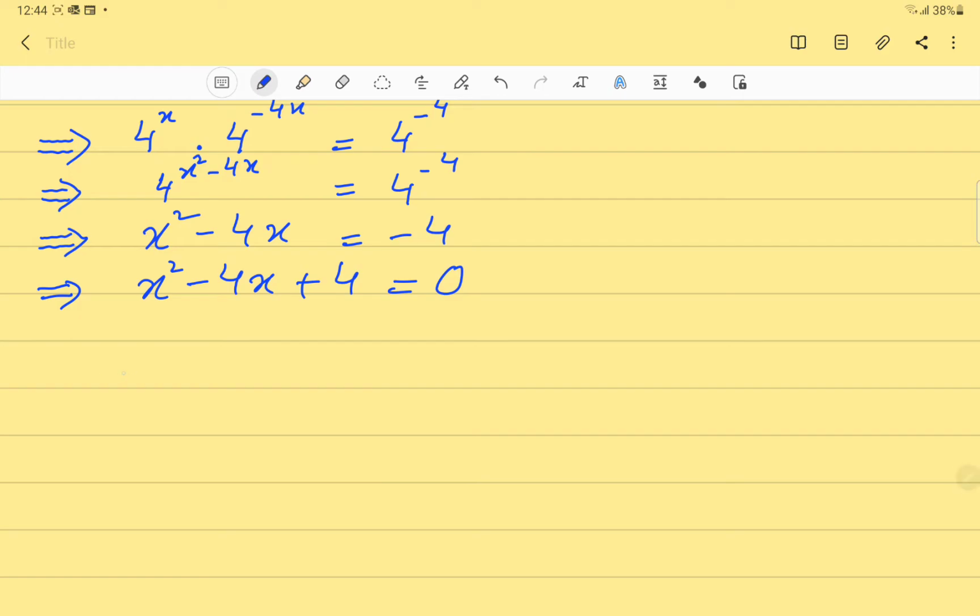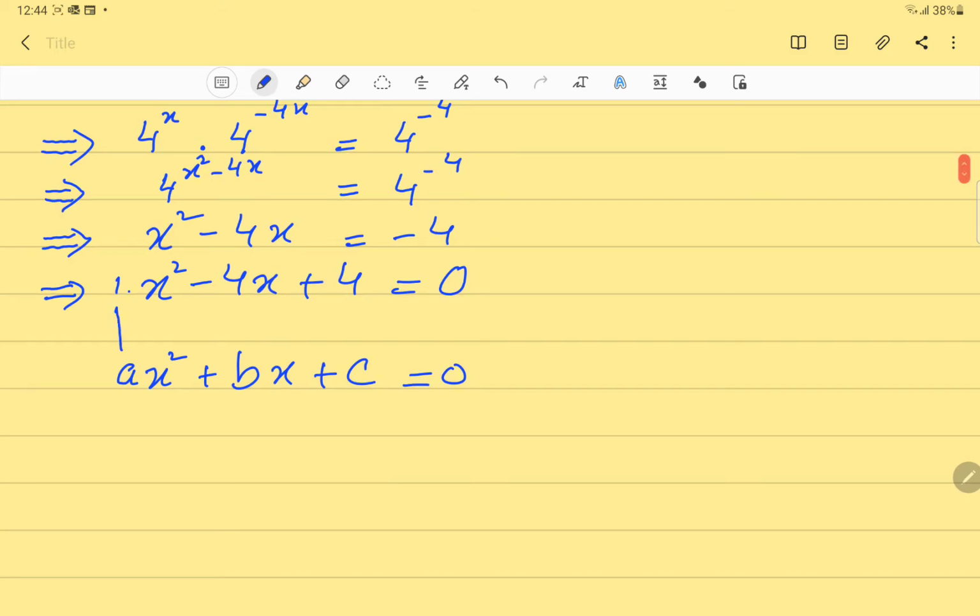So general form of quadratic equation is ax squared plus bx plus c is equal to 0. Since there is no coefficient of x squared, which means it is 1. So now we will compare both these equations, and upon comparison we see a is equal to 1, b is equal to minus 4 and c is equal to 4. So a is equal to 1, b is minus 4 and c is equal to 4.